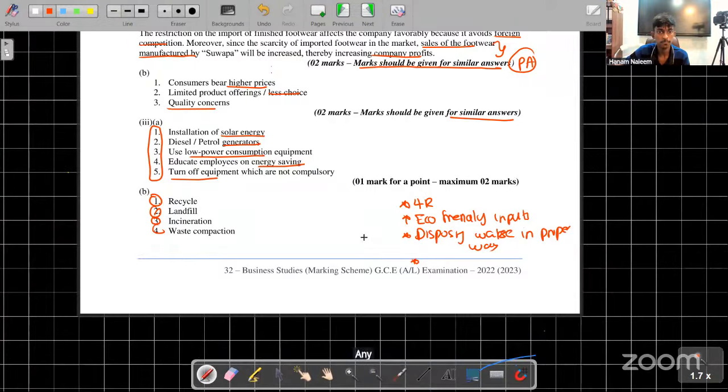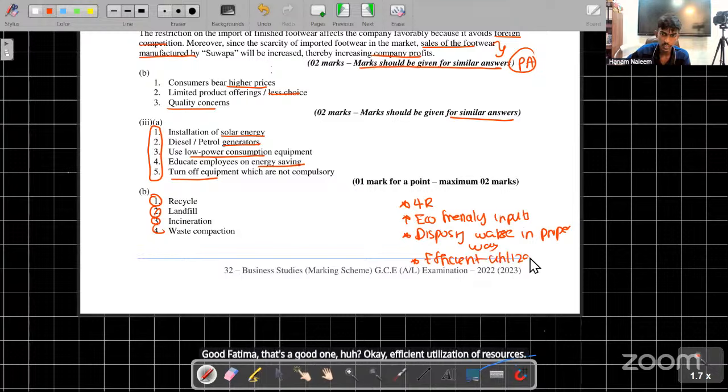Any other ways? Using hydrogen cars. How hydrogen cars, man? Good, Fatima. That's a good one. Okay, efficient utilization of resources. Use the resources properly, efficiently, without any wastages. Good one. That's a good one.